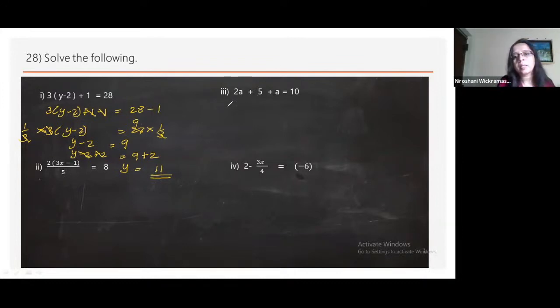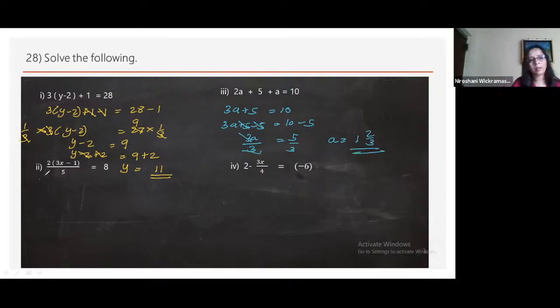Now look at the next question. 2a and a, 3a plus 5 equals 10. Additive inverse of plus 5: 3a plus 5 minus 5 equals 10 minus 5. 3a equals 5. Divide this side by 3, this side by 3. a equals 1 and 2/3.